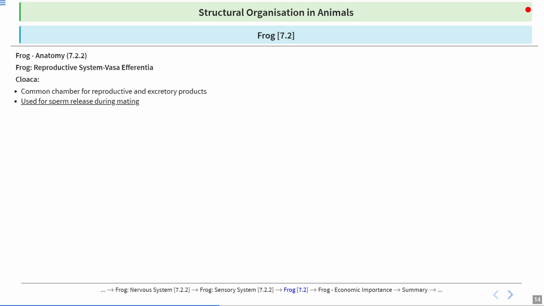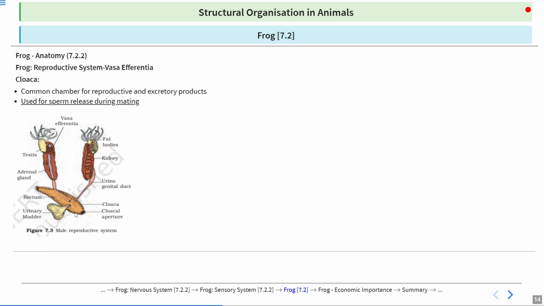And these eggs are many in number in a jelly-like substance. They are embedded in this jelly-like substance so that they cannot move here and there. For the protection purpose also, they are present in a jelly-like substance. So that is why it is written here. It is used for sperm release during the mating. In the mating time, they release sperm. So this cloaca is very, very important. Here you can see this region is called the cloaca, and this aperture, the opening, is called the cloacal aperture.